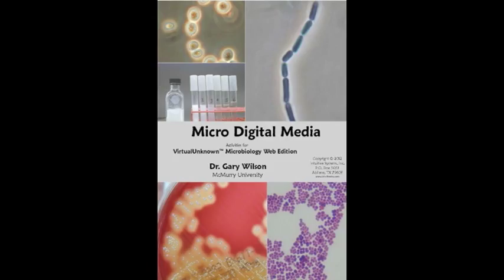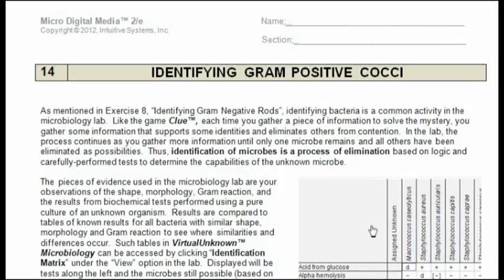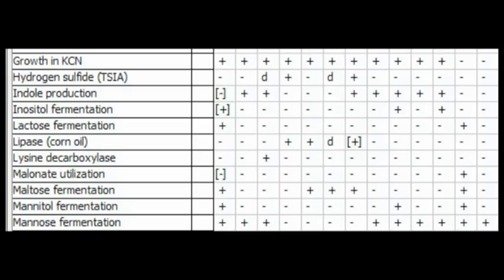Exercises in the Microdigital Media Lab Manual will guide you through the initial steps to reduce the number of microbes to a manageable number, and from there it's up to you. My suggestion is take a look at the identification matrix and find tests where about half of the remaining bacteria are positive and half of them are negative. That way, when you do the test, either way you'll eliminate about half of the microbes. And that's the test that you're going to do next.